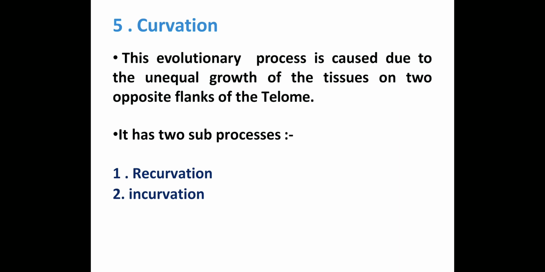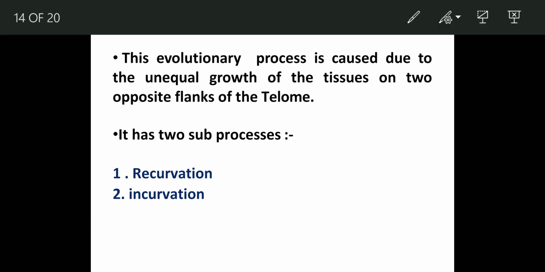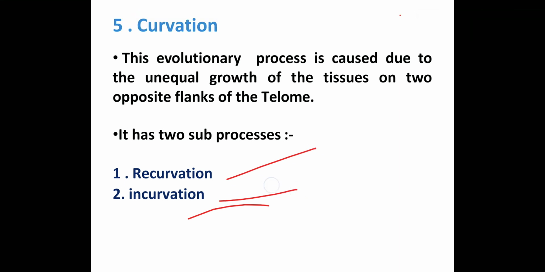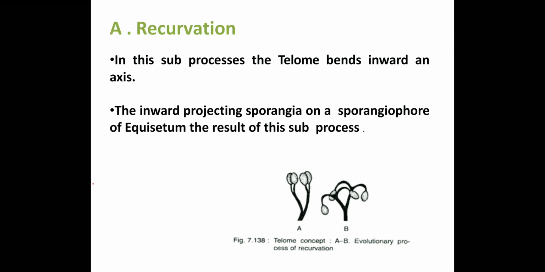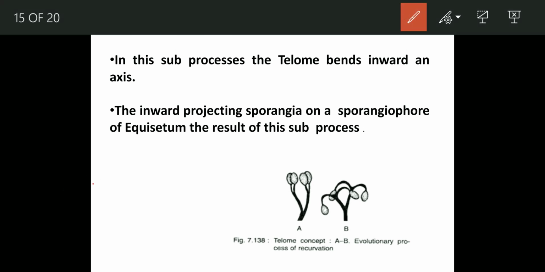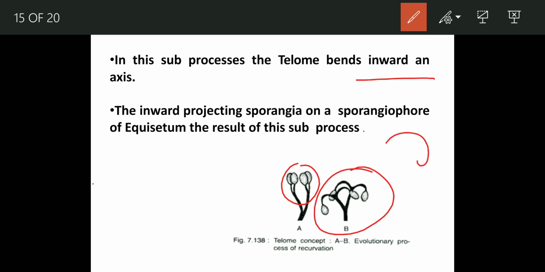If there is unequal growth, then some changes might occur. It has two processes. The first is recurvation, then we have incurvation. You can see the structure. See what happened here, the telome bends downward, inward, recurvation. So here it will bend downward. You can see here also, this was the telome, it has bent downward like this, inward towards the axis, it is bending towards the axis.